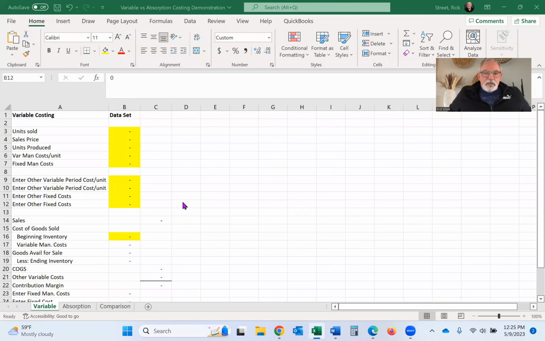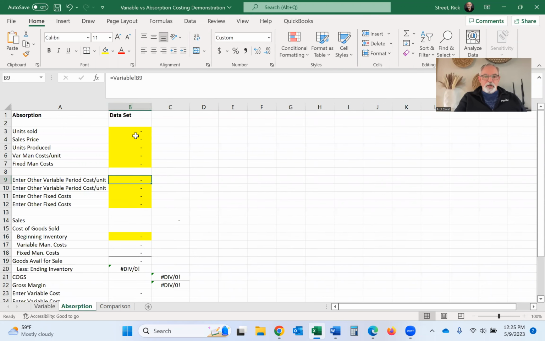Okay, so let's take a look at the differences between variable and absorption costing. I'm going to be using a template. I have some data input areas here. And I'm going to go to the absorption area.